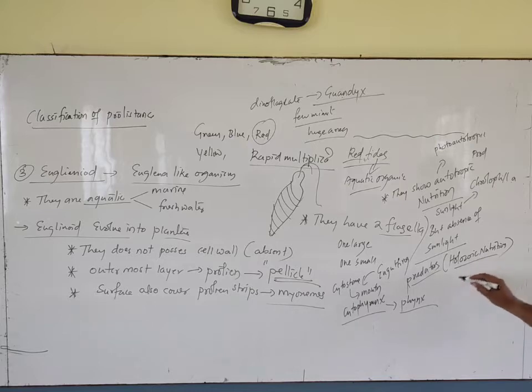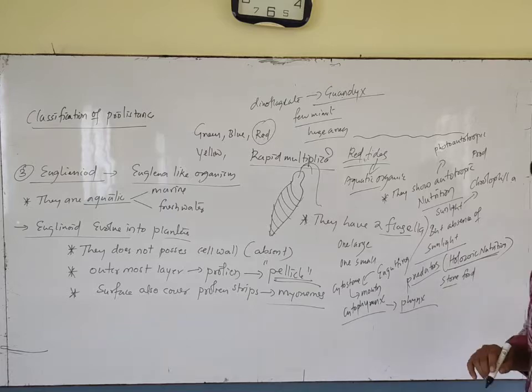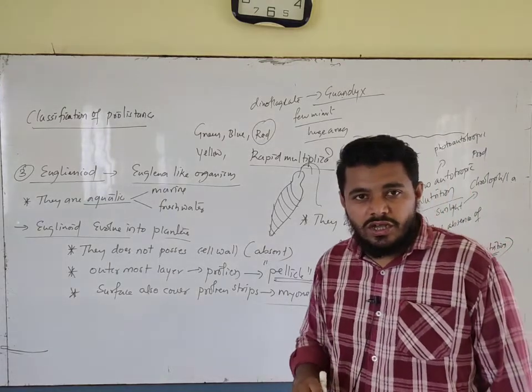Okay, so holozoic type of nutrition in predators. Here they represent a particular type of nutrition. So if they are showing holozoic nutrition, they should store a particular food. Like in us also, holozoic nutrition happens.